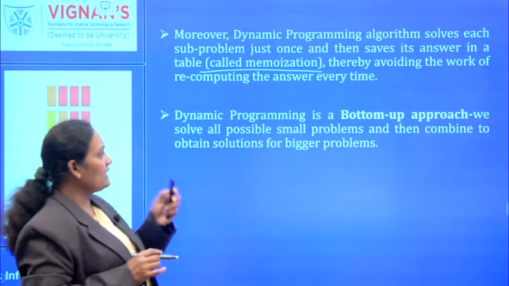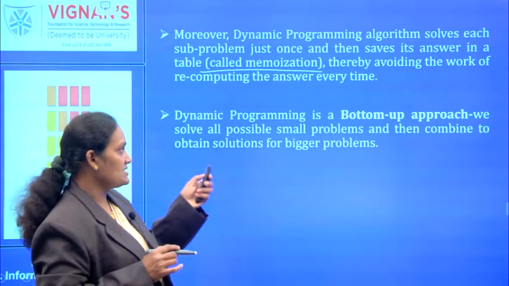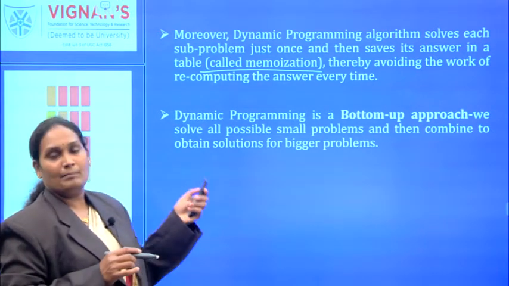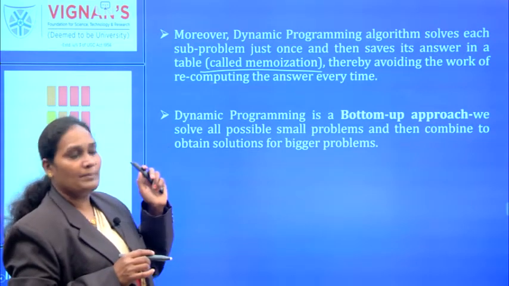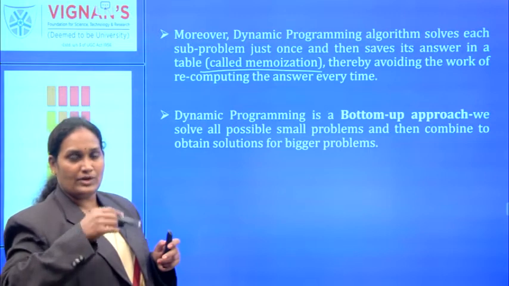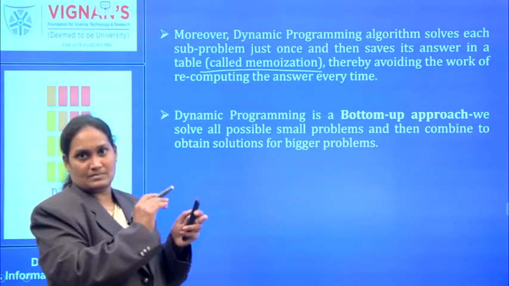Now, dynamic programming is a bottom-up approach. We solve all possible small problems and then combine them to obtain solutions of bigger problems. It is a bottom-up approach. From bottom to top, we solve the problems. That is, we solve the smallest problems to get the solution of larger problems. Okay.